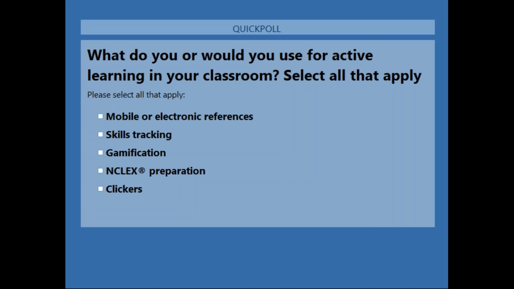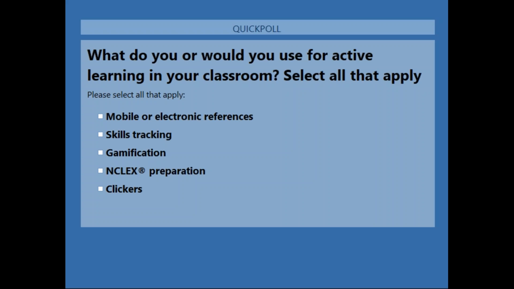Can I define active learning while we're voting for just a moment? Active learning is about the learner doing something with whatever it is that they're supposed to learn, or doing something in the process of learning. Passive learning is the learner doing nothing. The learner is simply a recipient of information. It's important for us to understand the difference between active learning and passive learning.